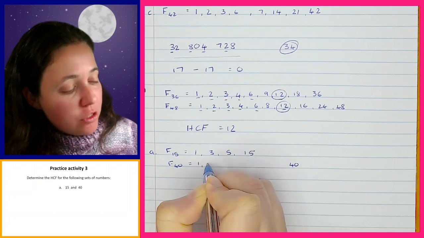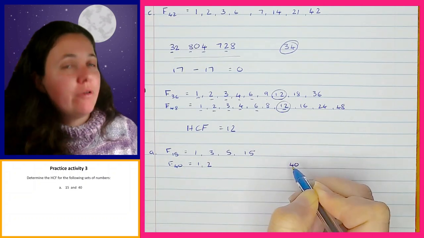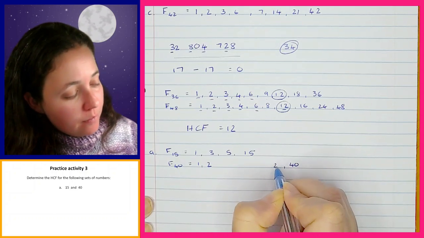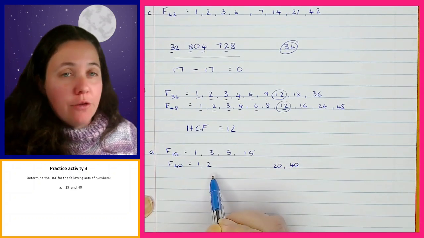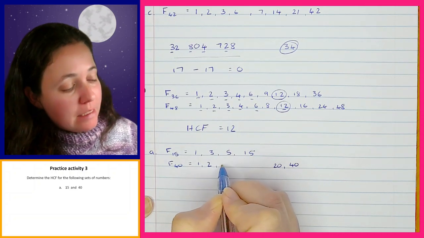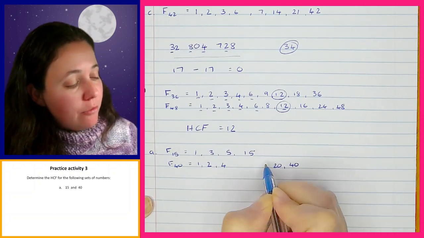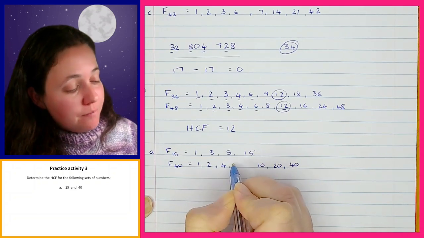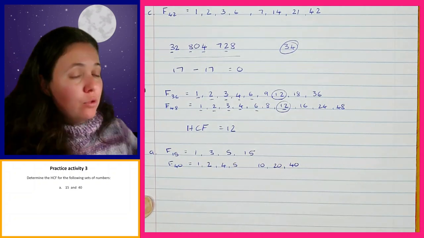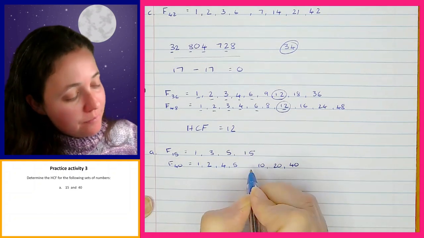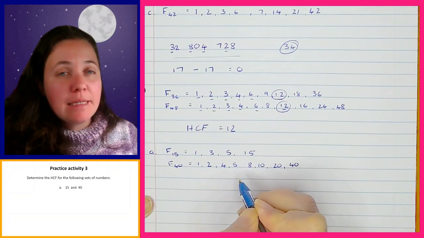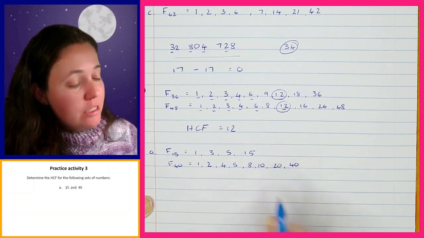Then it's even, so 2 is also a factor, and if we divide 40 by 2, we get 20. 3 is not a factor, but 4 is a factor, so if I divide 40 by 4, I get 10. And 5 is a factor. If I divide 40 by 5, I get 8. And then 6 is not a factor and 7 is not a factor, so we are done.